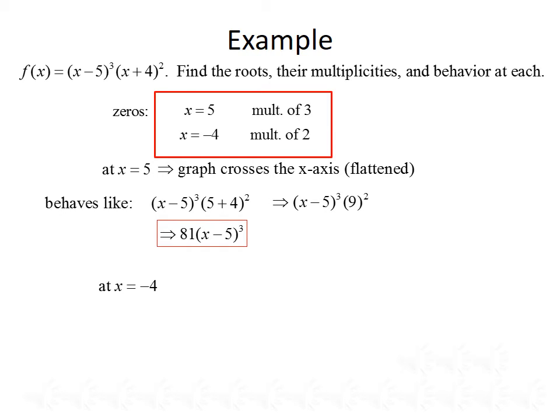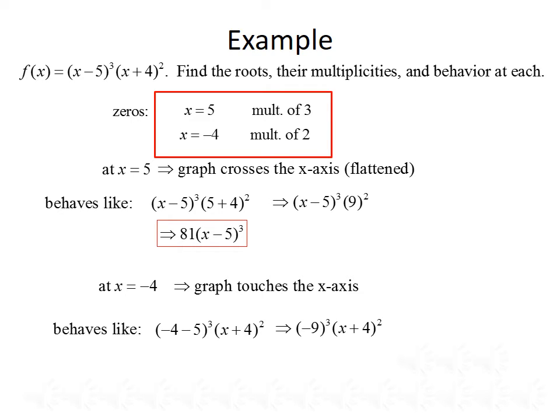Now let's look at our other zero. So at x equals negative 4, the multiplicity was 2. This means the graph of the function will touch the x-axis but not cross. So to find the function it behaves like, we'll plug negative 4 into x in our other factors. So we have negative 4 minus 5 cubed times x plus 4 quantity squared, which simplifies to negative 9 cubed times x plus 4 squared, which will give us negative 729 times x plus 4 squared. So at the zero x equals negative 4, our graph behaves like negative 729 times x plus 4 squared.